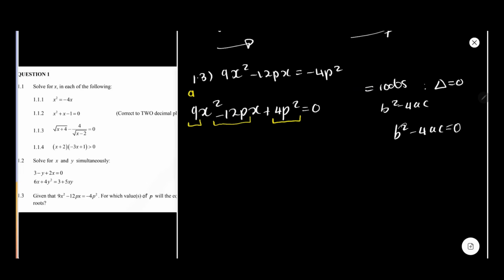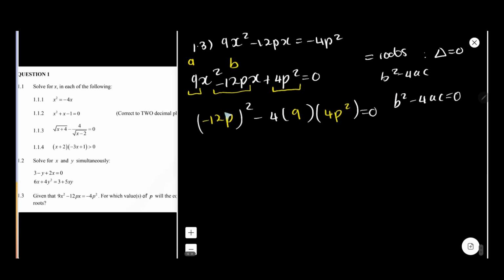So b squared is going to be, since this is our b, the negative 12p, we are saying negative 12p all squared, minus 4 multiplied by a, which is 9, and then multiplied by c, which is 4p squared, okay, is equal to 0. Okay, so let's just solve for this equation. So we have negative 12 squared, which is 144. And then p squared is just p squared.